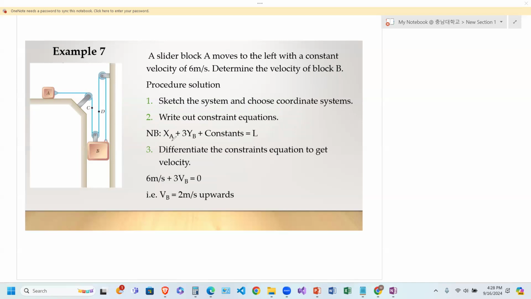But remember, when you get a relationship for the total length of this cord, you have xA plus 3 yB, the distance yB, plus a constant. Because you can realize there's some constant length right there, that should give you the total length of the cord. So when you differentiate that, you realize that vA plus 3vB is equal to 0. Our vA is 6 meters per second, and our vB is just a third of that. So our vB would be 2 meters per second, but in the opposite direction. If this one is moving downwards, then this one is moving upwards.